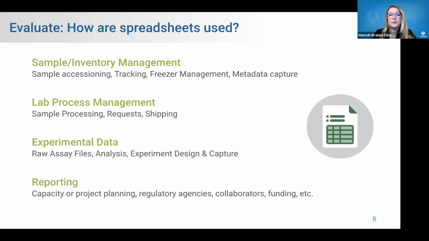So those are kind of the main components of sample management. There's also the lab process management piece of it, which really is around the work that's being performed in the lab. Sometimes folks will have sample processing happening within spreadsheets, indicating we had this blood sample that then got isolated for PBMCs, which then got further isolated for DNA or something like that. So being able to track that within a spreadsheet.